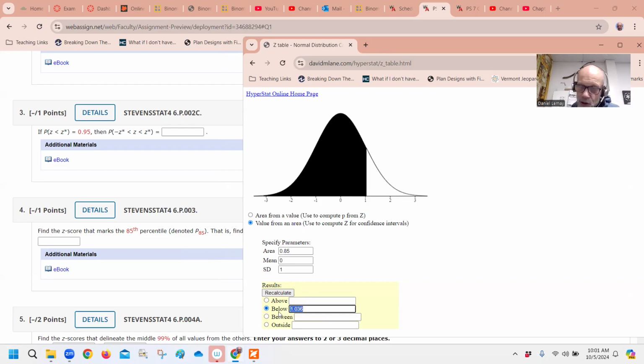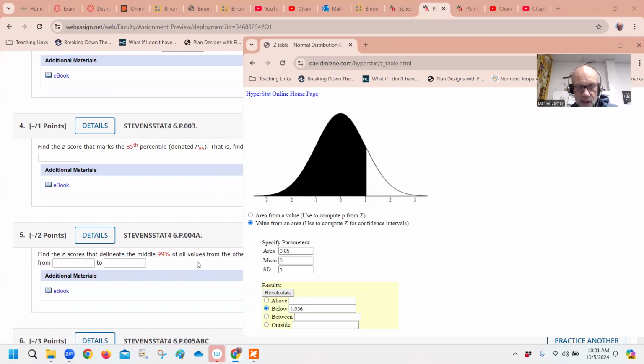Okay, much easier than using the table where you got to go inside the table, look for 0.85, and get the z-score. So I encourage you to do that. Make sure you check value from an area. If you're going back to having z-scores, you got to change it back to area from a value. This is something that people miss and then they get frustrated.